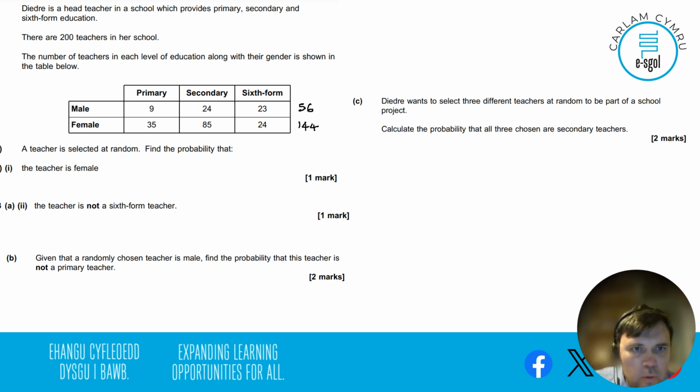Well, it's a nice straightforward one to start with. That's going to be 144, because there are 144 female teachers, over 200. I'm quite happy for you not to simplify.